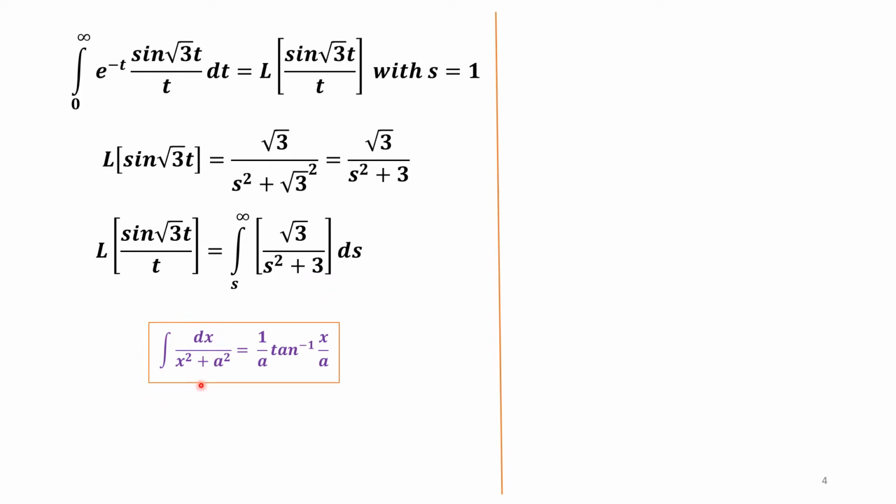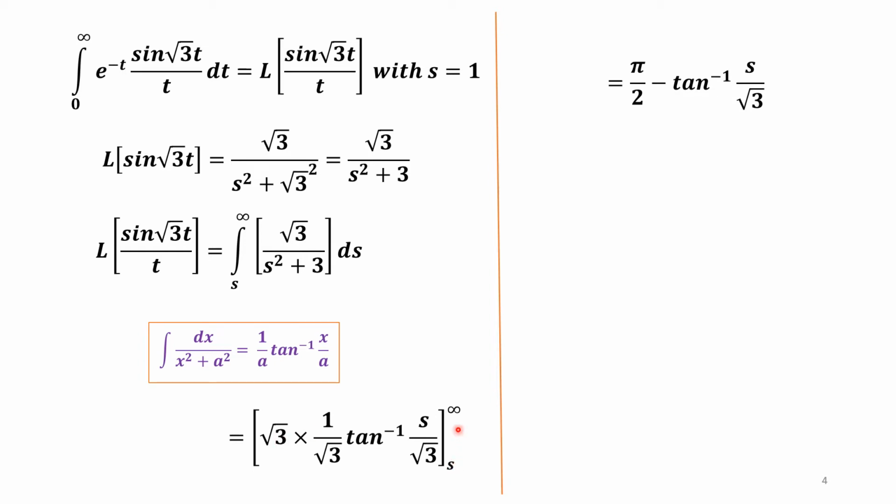So the integration of dx upon x square plus a square is 1 by a tan inverse of x by a. So here also, if I take root 3 common, the integration of ds upon s square plus 3 will become, now here we have a square, but here we are having 3. Which means that a square is equal to 3. When a square is equal to 3, then a will become root 3. So we will have 1 by root 3 tan inverse of s by root 3. So we have this root 3 taken common. Then the remaining integration part will become 1 by root 3 tan inverse of s by root 3. So we can cancel root 3. We will get tan inverse of s by root 3.